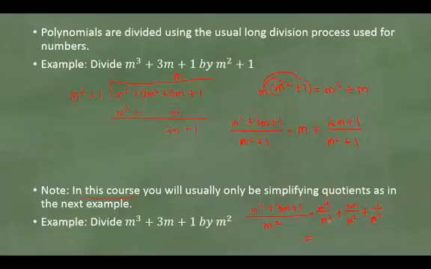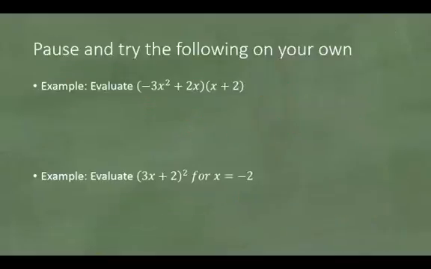M cubed over m squared, remember by the rules of division for exponents, that's m, same base, 3 minus 2 is 1, plus 3, just leave the 3 there, same base m, and then 1 minus 2 is negative 1. And here we just leave this as 1 over m squared because there's nothing to simplify. And I want you to just try the following. I'll work them out for you, but just pause and see how far you can get on your own.